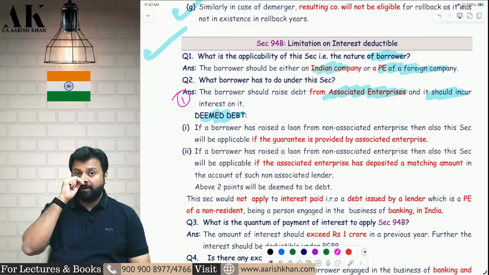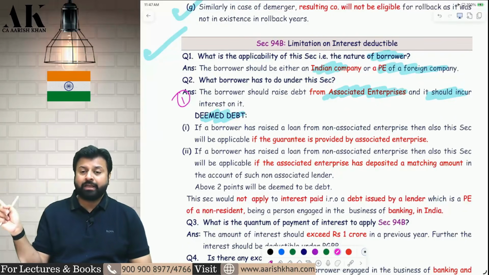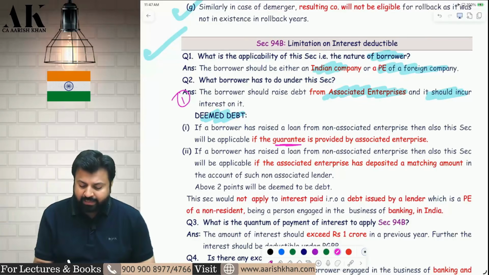Second, you are taking money from a third party, not from your associate entity. You are taking money from a third party and your associate entity is giving a guarantee to them.